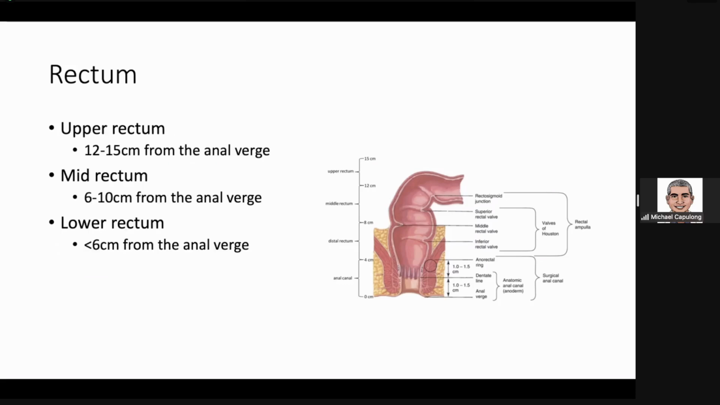The upper rectum is approximately seen between the 12 to 15 centimeters from the anal verge. Mid-rectum is at the level of the 6 to the 10 centimeters from the anal verge, whereas the lower rectum is below the 6 centimeter mark from the anal verge. The peritoneum covers the anterior and lateral surfaces of the first third of the rectum and only the anterior surface of the middle third, leaving the lower third without any peritoneal covering.